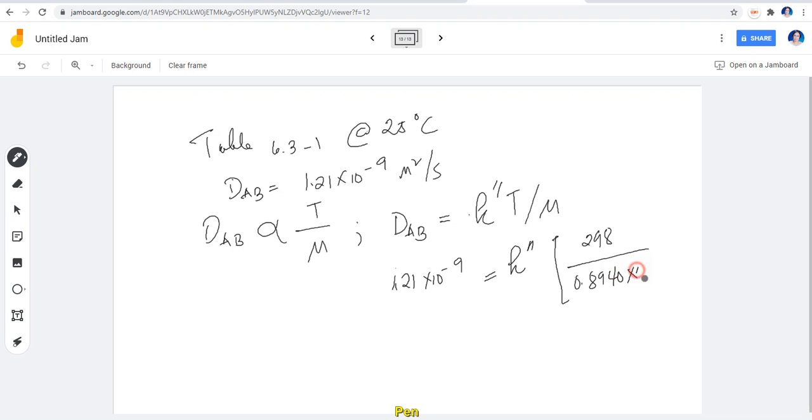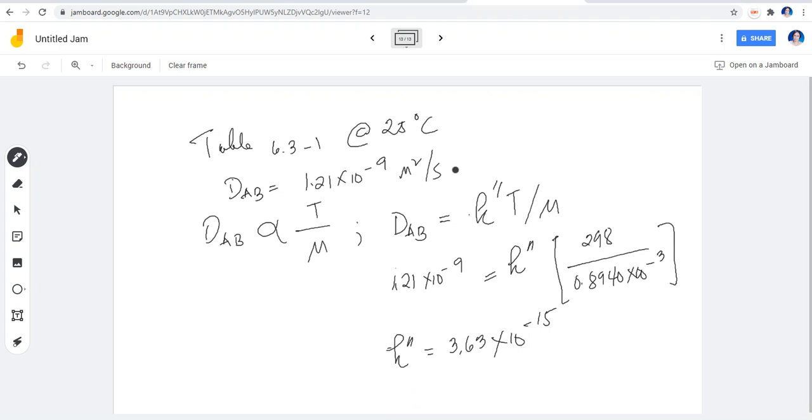0.8940 times 10 raised to negative 3. In this process, we get to know the K double prime, which we will use for the different temperature in which we are to determine the molar diffusivity. So in this case, your K double prime is 3.63 times 10 raised to negative 15.